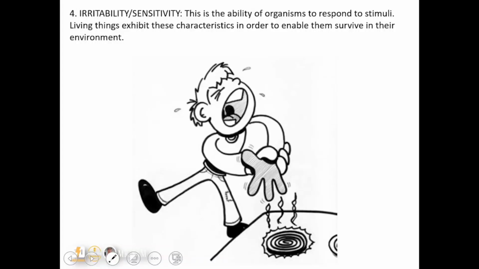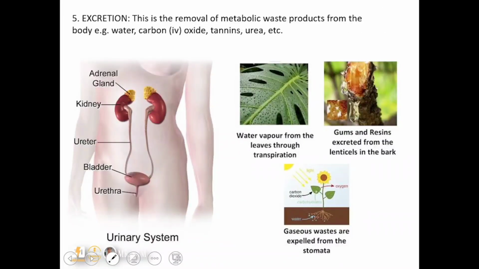This enables them to survive in the environment, sense when there is danger, and know how to react or respond to the environment. Then every living thing must excrete, so we call it excretion. This is the removal of metabolic waste from the body. Examples are water, carbon dioxide, tannins, urea. Every living thing must find ways of removing waste from their body, else it will accumulate to a dangerous level and they are all going to die.